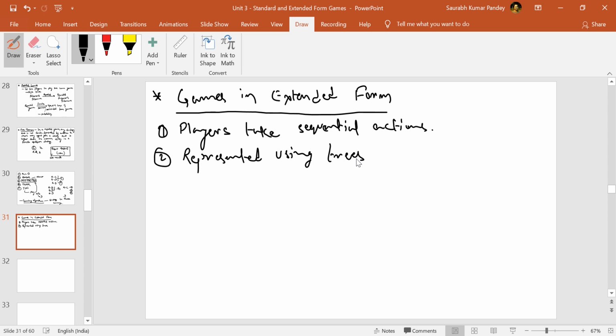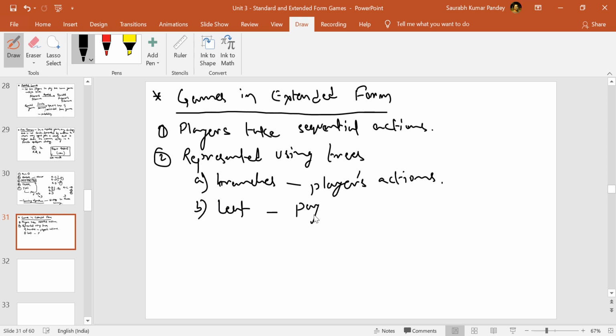Okay, using trees. Definitely if a tree is there, then there must be branches and leaves. So what are the branches? Branches at each level are the players' actions. And if we talk about the leaf, what is a leaf? It will be the payoffs. What is a payoff? In your payoff matrix, the utility you get, like 3, 3, 2, 1 for both the players, is also known as payoff. So at the leaf, the payoffs are mentioned.